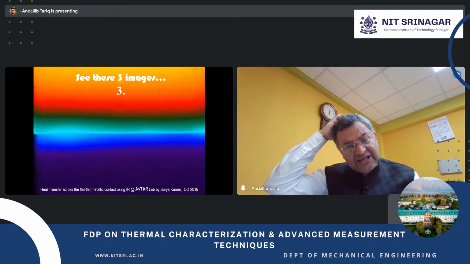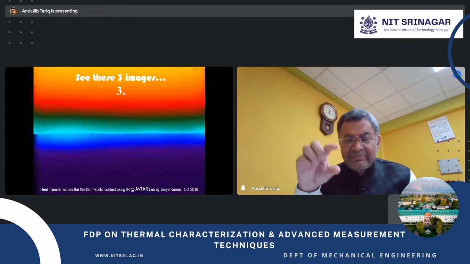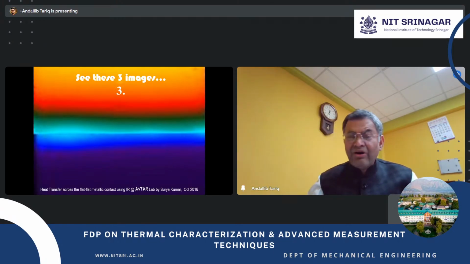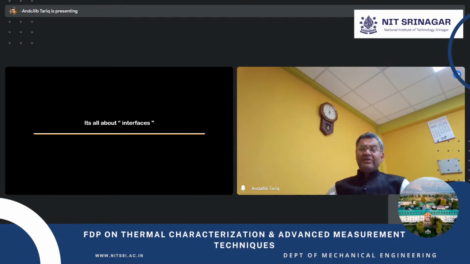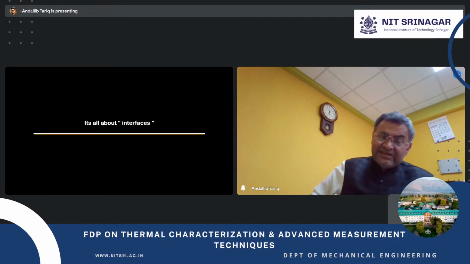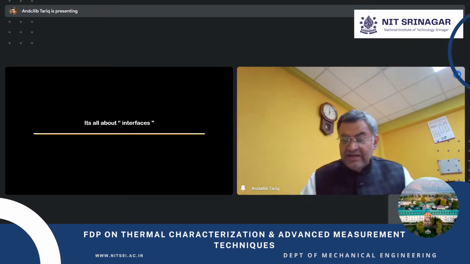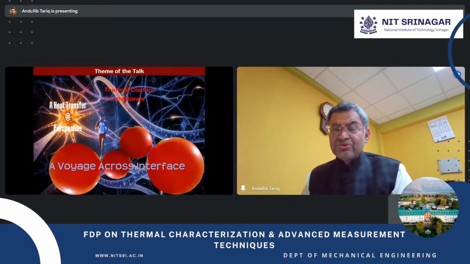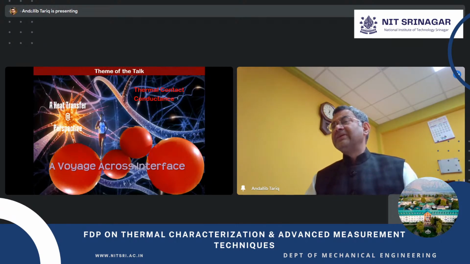Similarly, this is the third class of images, that is when two surfaces, hot and cold, meet at a single point as a line contact. This is the heated portion of the substance, and this is the cold. So heat is flowing from top to bottom. You can see that it is not really a boundary; basically, it is all about the interface.